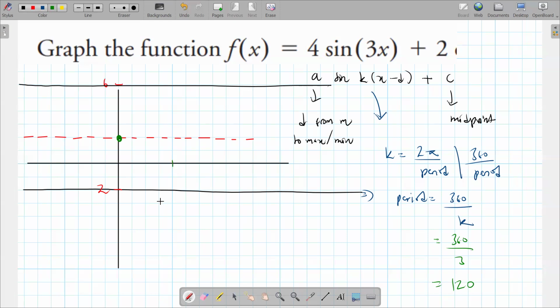So let's say that's 30, 60, 90, 120. We can go in the negative axis as well. I'm out of space, whatever. So your period is 120, which means we're starting at the origin. We know 120 degrees later, we're going to be right where we started.